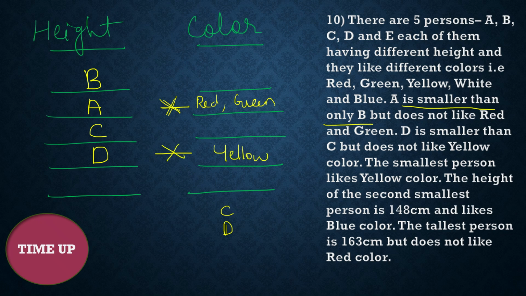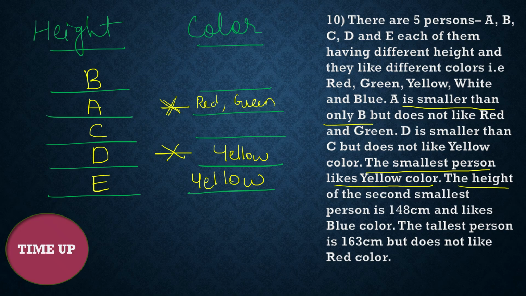Next, the smallest person likes yellow color. So yellow will be here for sure, because whoever is the smallest, what is left? E is left. So E likes what? Yellow color. That is confirmed.